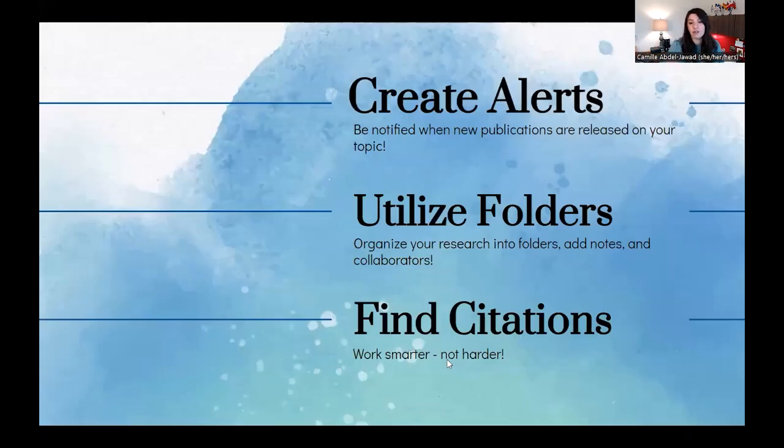But I do want to talk through 3 different things that we have available for you, including the Create Alerts function. This is really helpful to be notified when publications are released on your given topic. And I'll show you how to do that. If you're looking for an upcoming topic or a current event that's currently happening, this is a great way to stay on top of the research that's being published throughout the months that you're doing this research project.